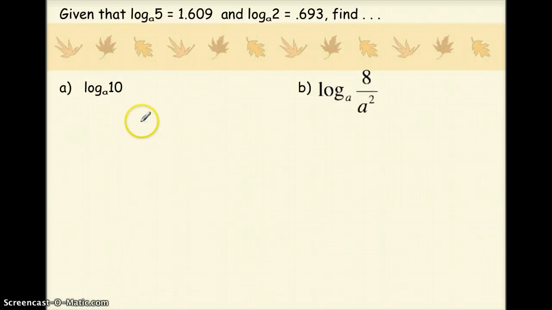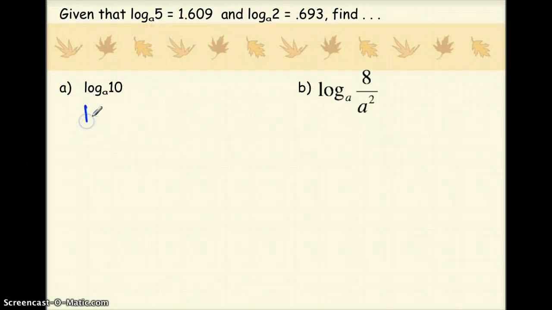Okay, this is a really good type of problem because you can't rely on your calculator very much. So I'm giving you information here. I didn't give you the base, it's just some base a, but log base a of 5 equals 1.609. And log with some base a of 2 equals 0.693. The goal is not for you to figure out what the base is. The goal is for you to use these two to come up with what log base a of 10 would be. So you want to involve 5s and 2s.